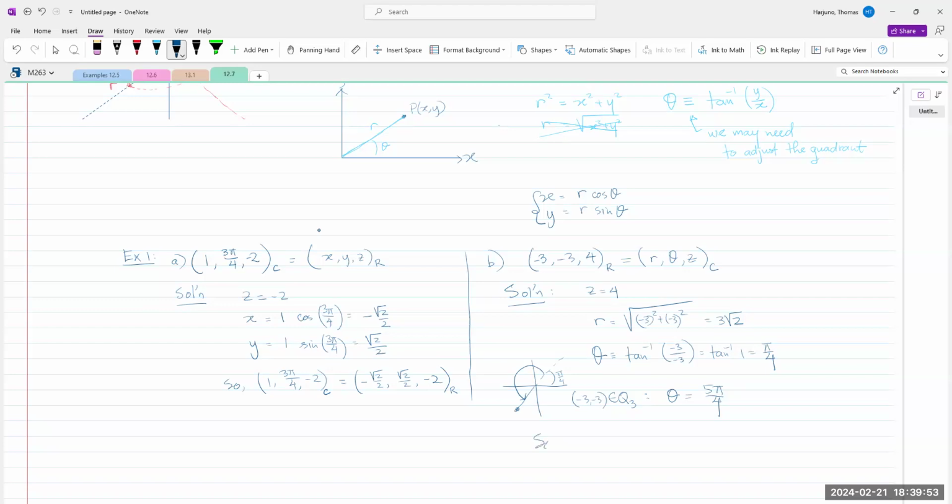So the coordinate (-3, -3, 4) in rectangular coordinate system is equal to (3 radical 2, 5 pi over 4, 4), with 3 radical 2 for the radius, 5 pi over 4 for the theta, and 4 for the z in cylindrical coordinate system.